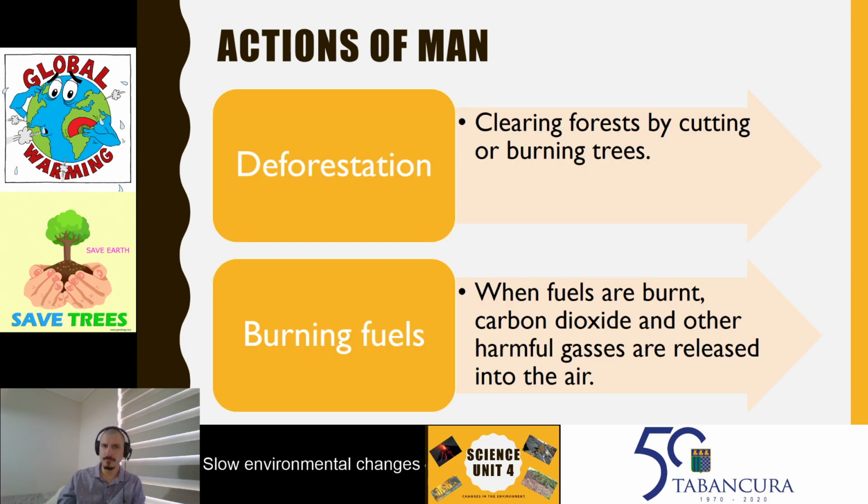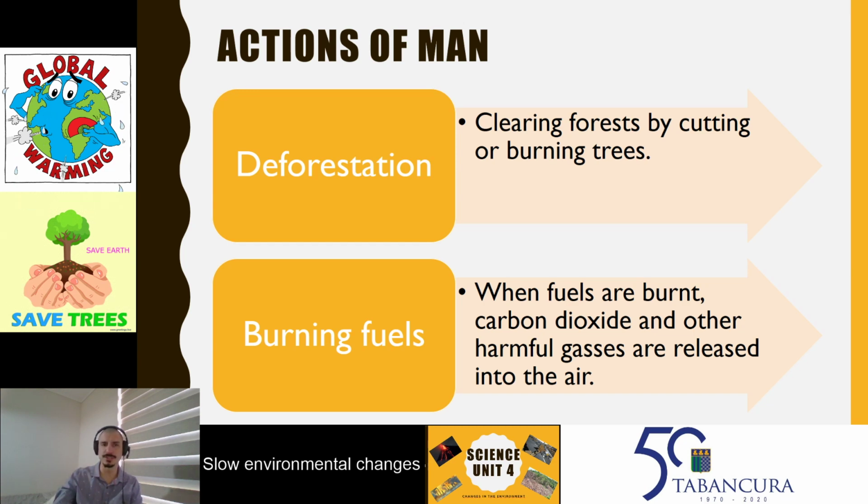Let's see. We have two. Deforestation, that is clearing forest by cutting or burning trees, and we also have burning fuels. You know fuels, we studied that last unit. So you know that when we burn fuels, carbon dioxide and other gases are released into the air. So releasing carbon dioxide into the air by burning fuel and cutting trees via deforestation are two actions of men that cause slow environmental changes.